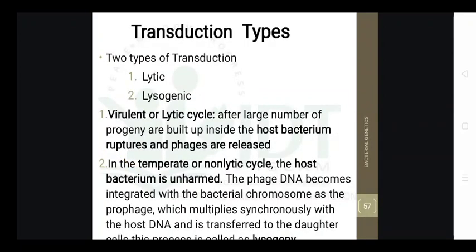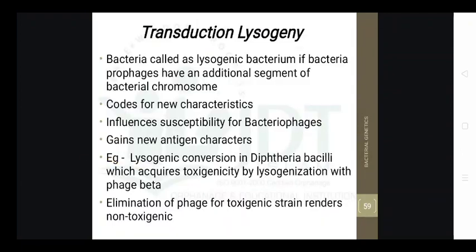There are two types of cycles of transduction, that is lytic and lysogenic cycle, or lytic or virulent cycle, in which a large number of progeny are built inside a host bacterium, which will rupture the bacteria and phage is released to attack next cells. And the second one is the temperate or non-lytic cycle, where the host bacterium is unharmed. It will be there in that bacterial cell unless some stimulus is released to rupture the bacteria and attack the next bacteria, that is the lytic and lysogenic cycles.